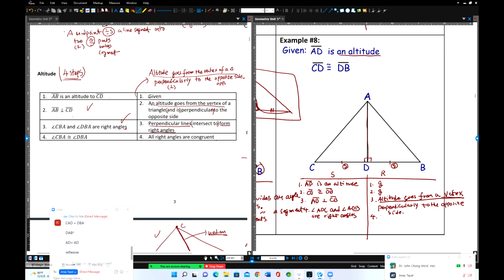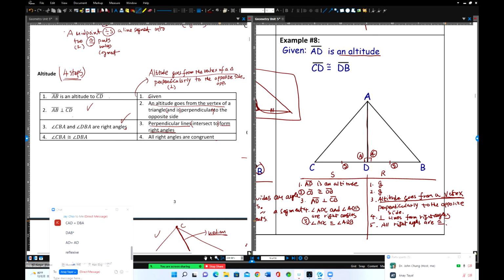Because the origin is what? Perpendicular line. What is the symbol? Okay, perpendicular lines form right angles. After that, now you can say this is already done, right? Angle ADC congruent angle ADB. Now these two angles are done. The reason, don't forget this one: all right angles are congruent. You can use this symbol too.